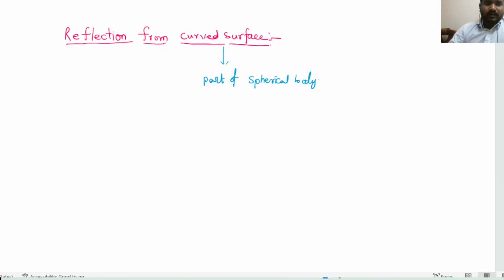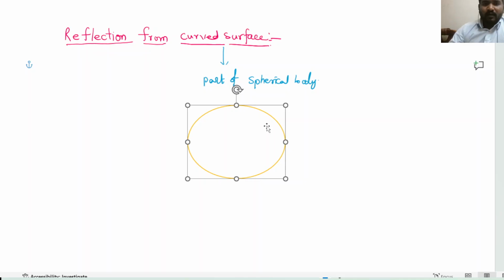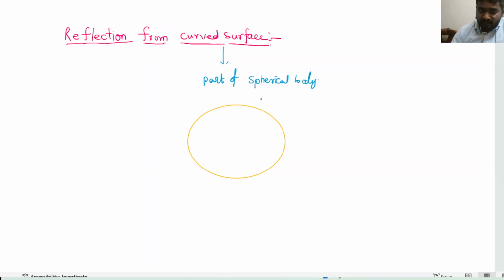Like this, if you take this as one spherical body, okay. So if a certain part of this spherical body is taken, let us say you cut this spherical body, a certain part. Now this cut part, you can take from the spherical body like this. One spherical body we need to take.